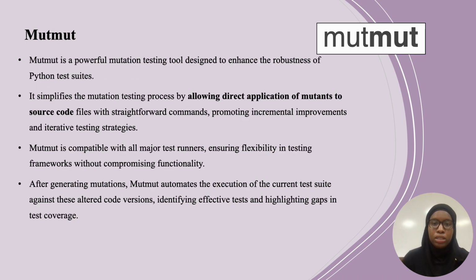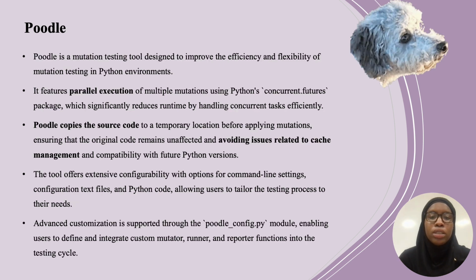MutMut is a mutation testing tool that applies mutants to the source code. Poodle is a mutation testing tool that applies mutations to the source code but attempts to reduce runtime with parallel execution. Parallel execution involves running multiple tasks simultaneously to speed up processing. In the context of mutation testing, it means executing different test cases or mutations at the same time using multiple processors or cores. This approach helps to complete mutation testing more quickly and efficiently by dividing the workload and making better use of available computing power.